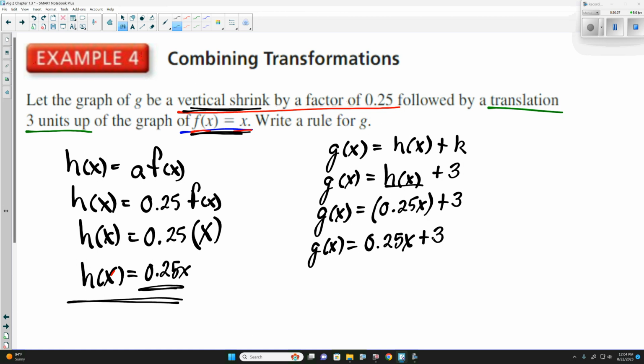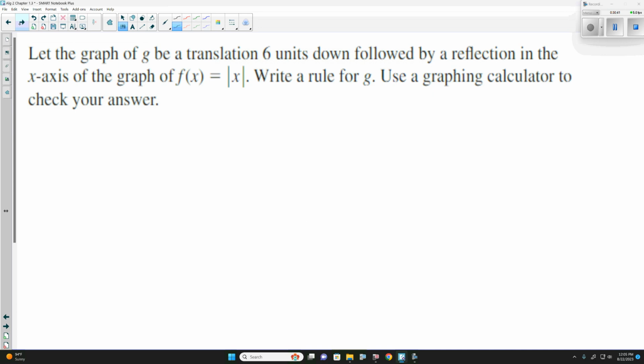Are there any like terms between our 0.25x and 3? Guys? No? So that right there is our final answer. Any questions on any of this here? So again, with these combinations or combining transformations, really all we're doing is just one transformation at a time. We're just doing more than one of them with each function. Any questions on this here? Let's look at the next one.